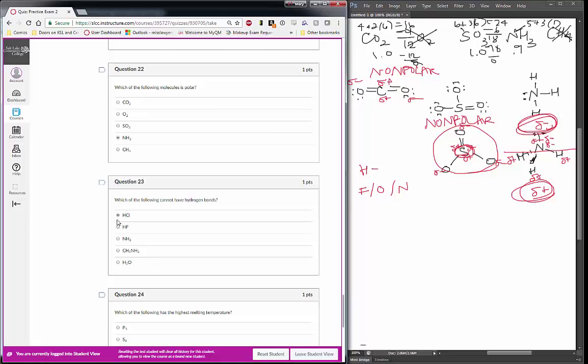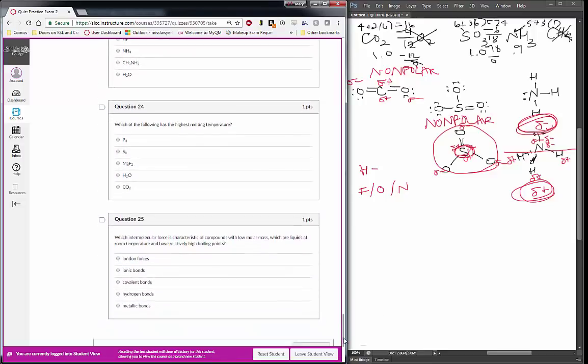So in this case, and you could draw each of these out if you needed to, but this one right here doesn't even have a fluorine, oxygen, or nitrogen. So it cannot be subject to hydrogen bonding because there is no hydrogen directly attached to a fluorine, oxygen, or nitrogen. Each of these other ones has fluorine, nitrogen, nitrogen, oxygen.